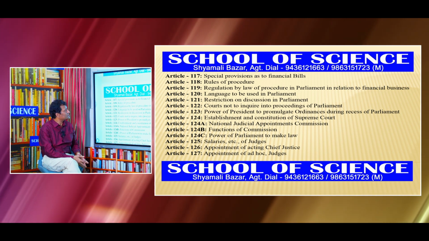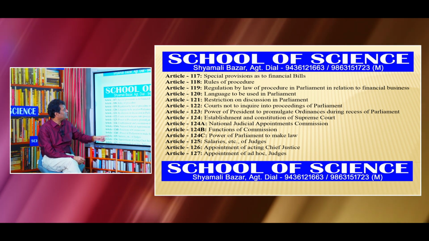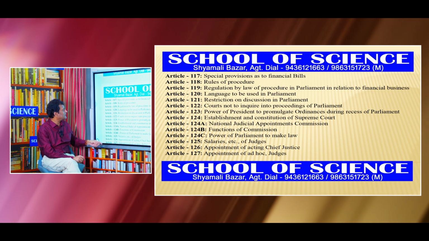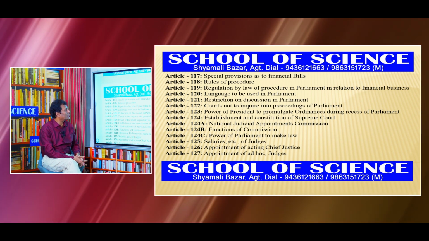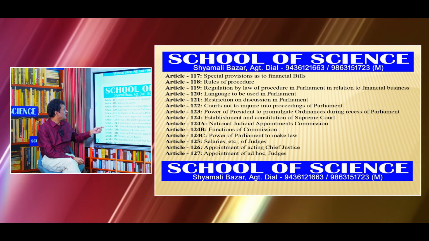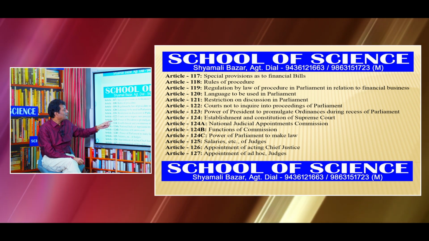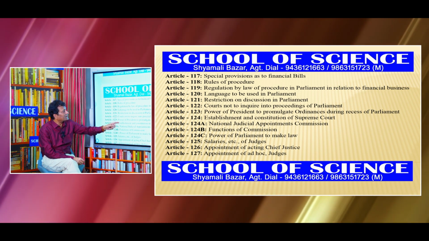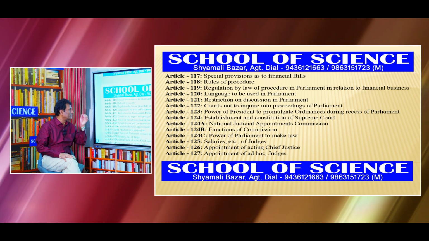Article 119, regulation by law of procedure in Parliament in relation to financial business. Article 120, language to be used in Parliament. 121, restriction on discussion in Parliament. 122, courts not to inquire into the proceedings of Parliament. Article 123, power of President to promulgate ordinances during recess of Parliament.